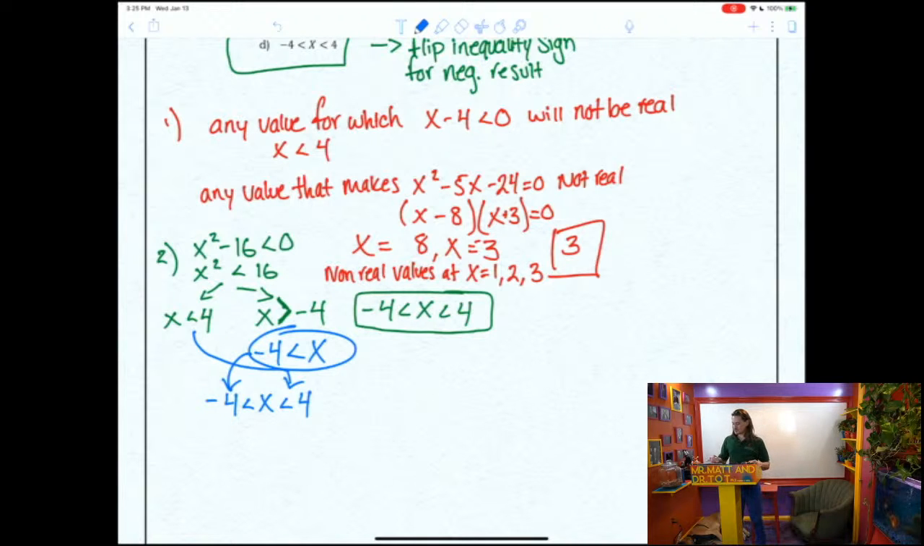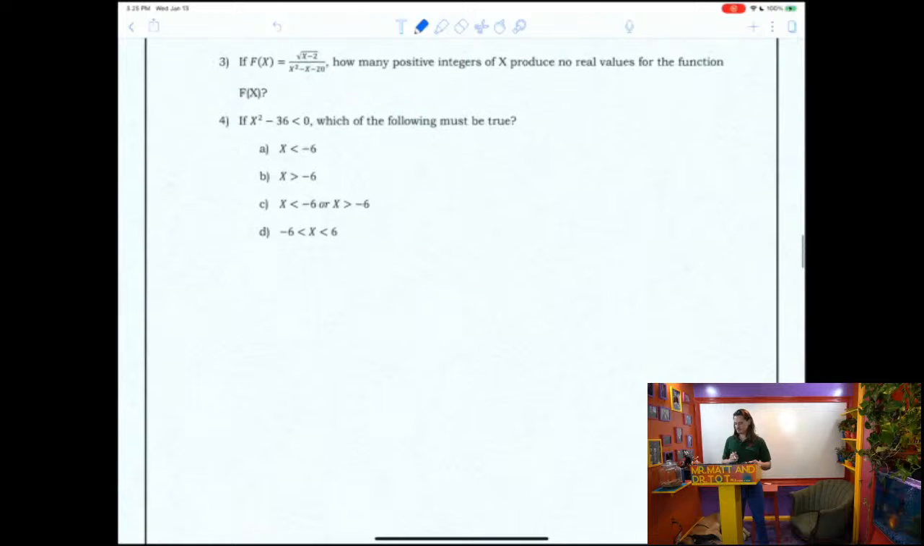If you have any questions, then please let me know. Otherwise, let's take a look at the next two problems.